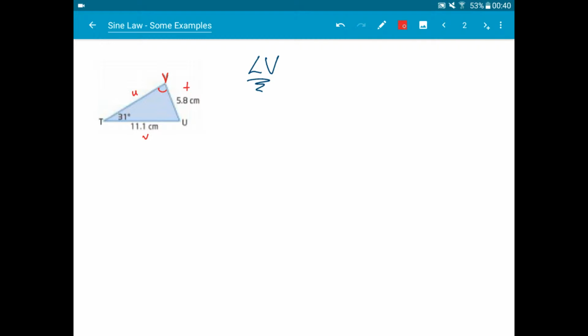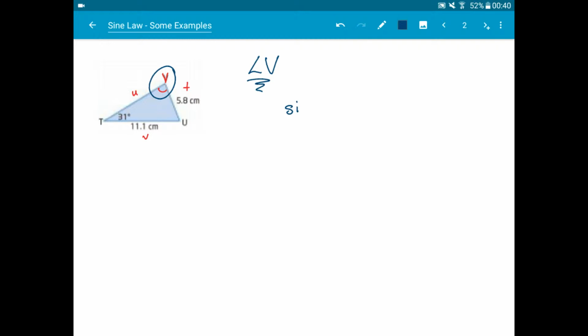So I'm just going to look. Can I find anything? Can I find an angle? No, because you need to know two angles to find the other missing one. And we can't use Pythagorean theorem to find a missing side because it's not a right triangle. So I'm going to remember that I'm after this angle here.